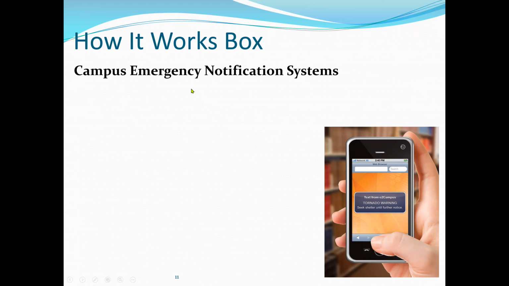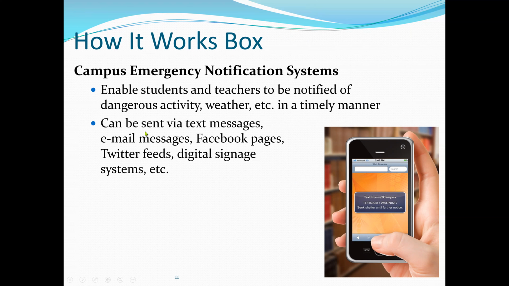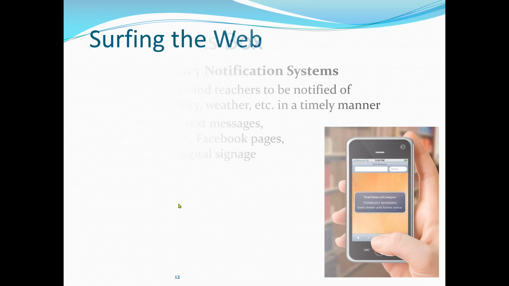So this is a campus emergency notification system, how it works. This feature enables students and teachers to be notified of dangerous activity, whether weather or otherwise, in a timely manner, again using the concept of the network. This can be sent through text messages or email messages, Facebook pages, if the school has a Facebook page, or Twitter feeds, digital signs, etc.